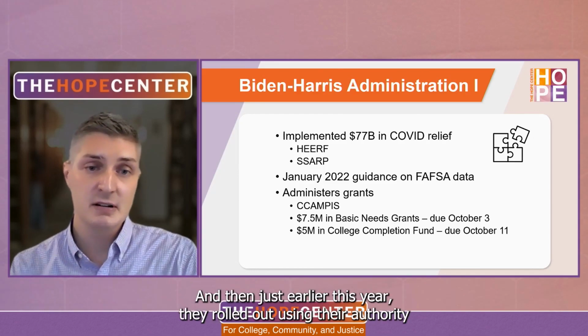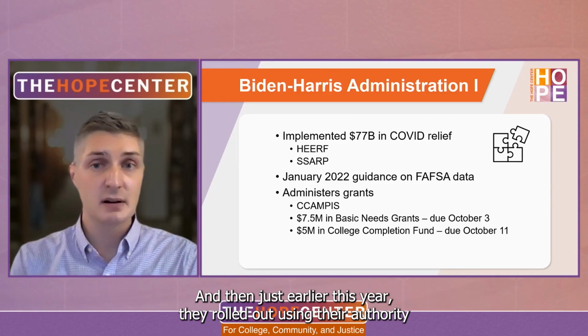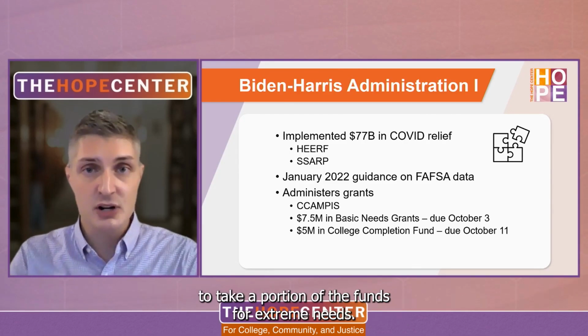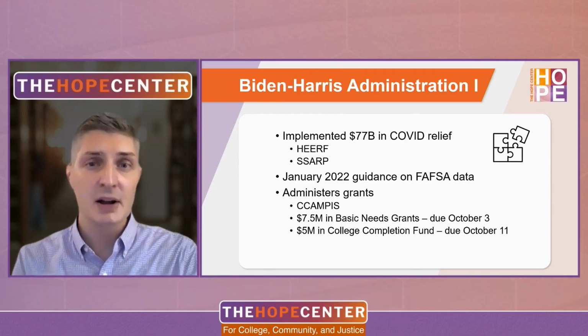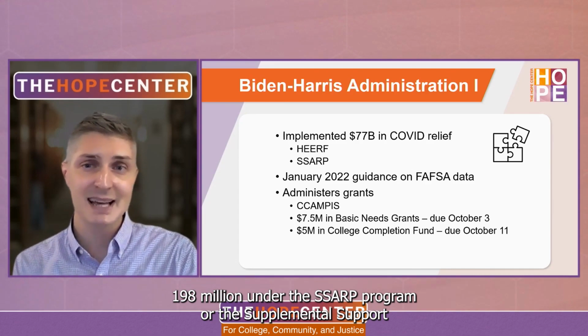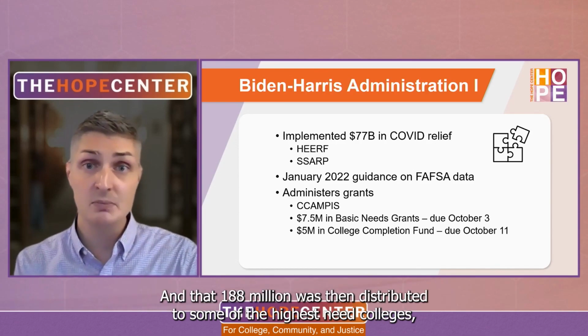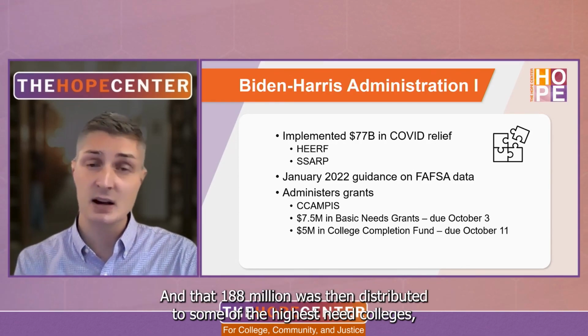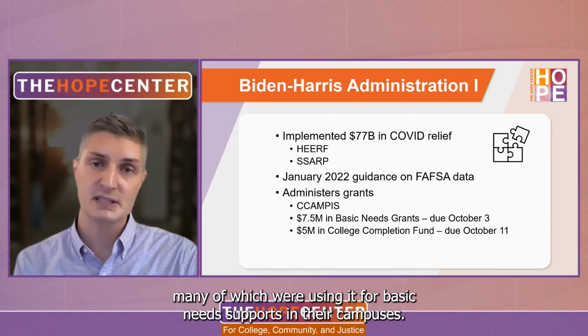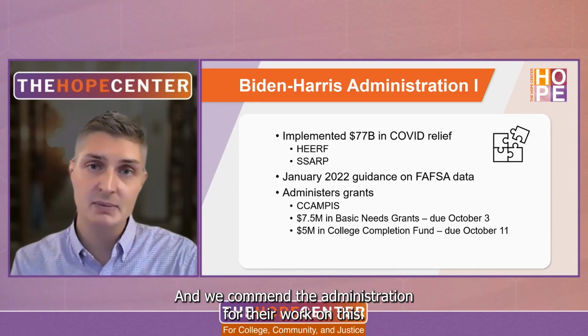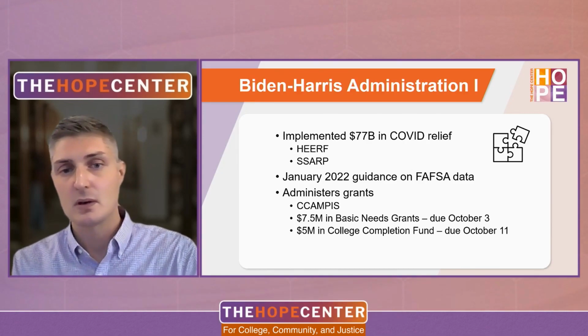And then just earlier this year, they rolled out, using their authority to take a portion of the funds for extreme needs, $198 million under the SSARP program, or the Supplemental Support under the American Rescue Plan Act. That $198 million was then distributed to some of the highest need colleges, many of which were using it for basic needs supports in their campuses. And we commend the administration for their work on this.